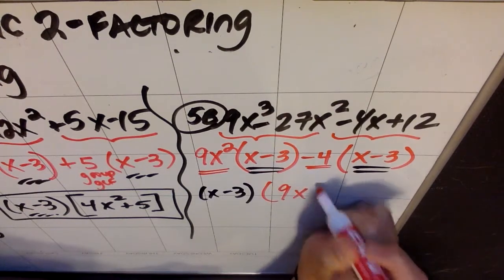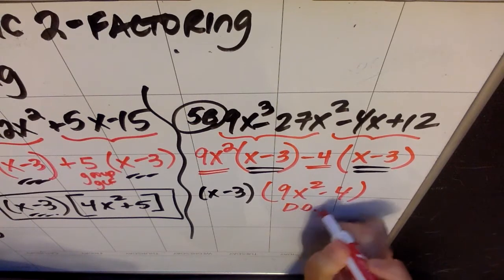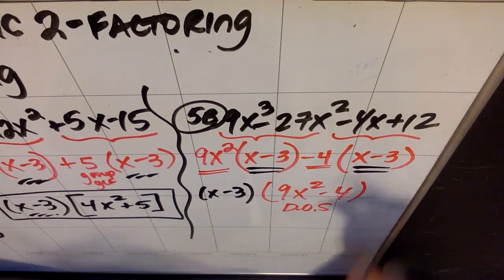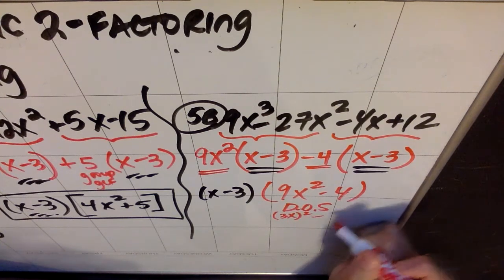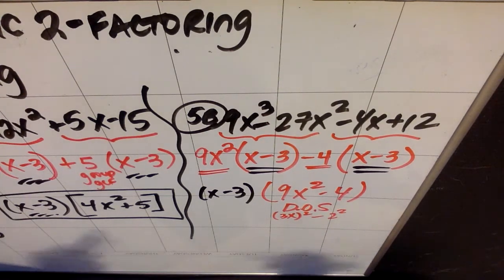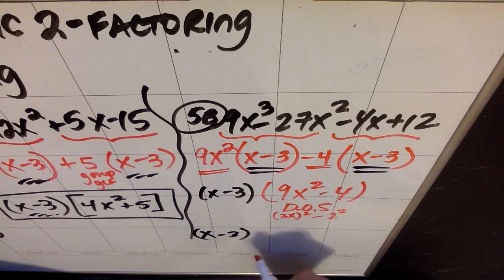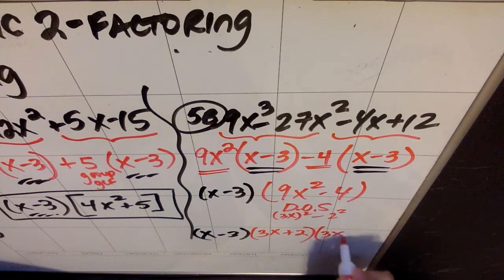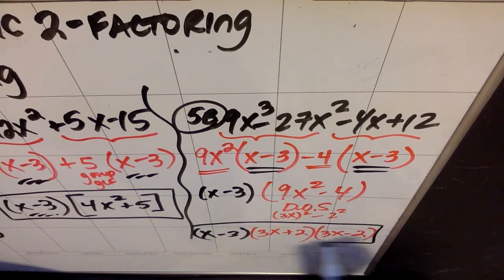But in this problem, I'm not done. And the reason I'm not done is that this red factor is a difference of squares. 9x squared is a perfect square. It's 3x times 3x. And 4 is a perfect square. It's 2 times 2. So I need to factor that red factor one more time. So I have this x minus 3. It hasn't changed. And then this red factor is going to factor into a plus b, which would be 3x plus 2, a minus b, which is 3x minus 2. And this is my fully factored 5b.